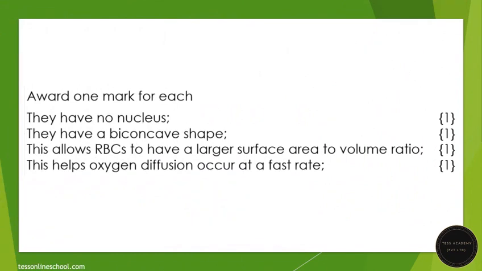One possible thing you could have mentioned is the fact that they have no nucleus. Another is the fact that they have a biconcave shape. Remember, you have to explain how this is an adaptation, so remember to add the fact that this allows the RBC to have a large surface area to volume ratio, which helps oxygen diffusion occur at a fast rate.